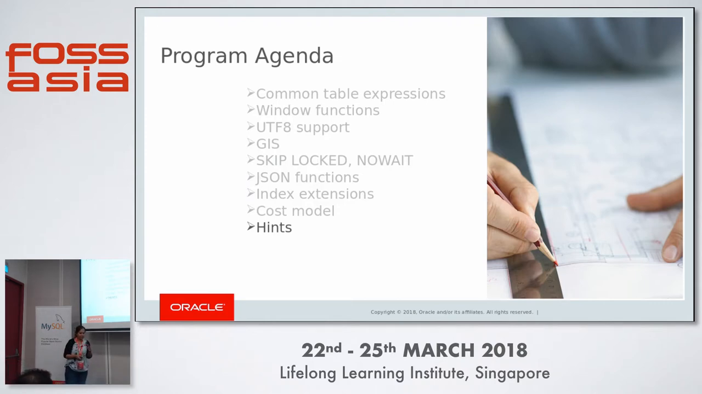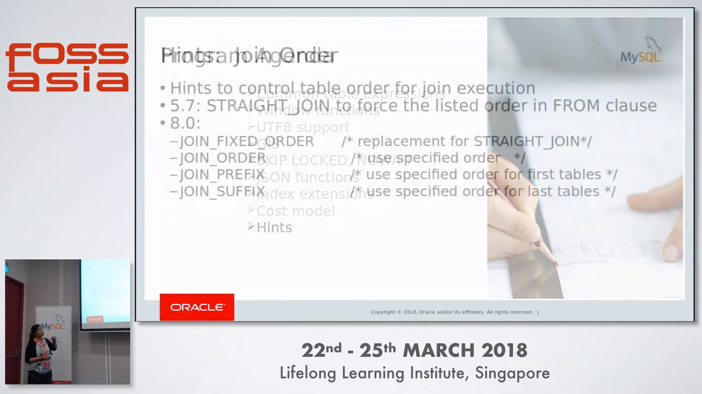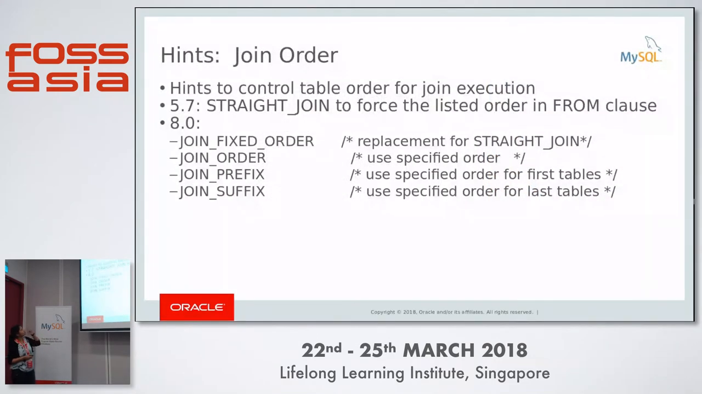So in 5.7, we introduced a lot of hint infrastructure, wherein for every kind of optimization that the optimizer uses, you can give a hint saying that, I do not want you to use this index extension, or I want you to use this index optimization. So in 8.0, we have improved upon the hint infrastructure.